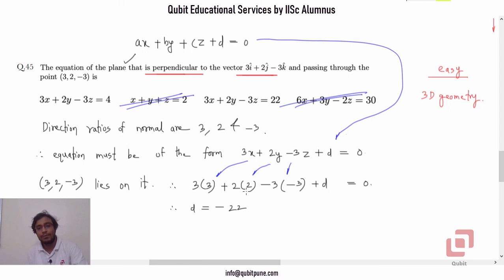9 plus 4 is 13, yeah, okay, 13 plus 9 is 22. So d has to be equal to -22. So when you send it to the other side, it becomes 22. So it's this option.